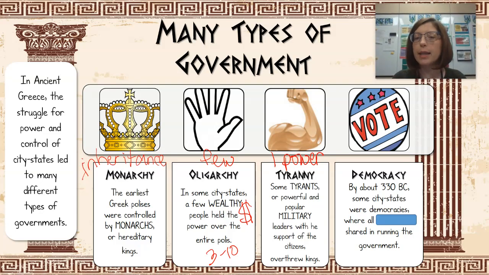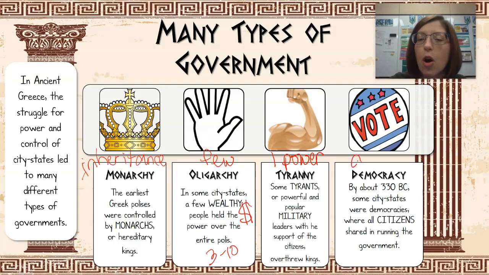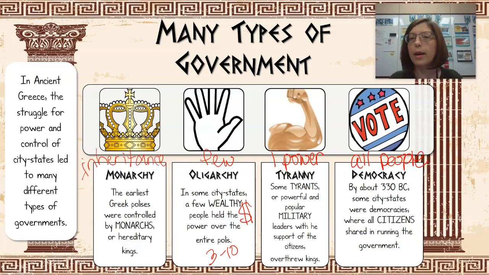Then we go to a democracy. By about 330 BC, some city-states were democracies where all citizens shared in running the government. What I want you to write in here is all people. This is all people having what? A voice. Write that down at the bottom. All people have a voice in government.